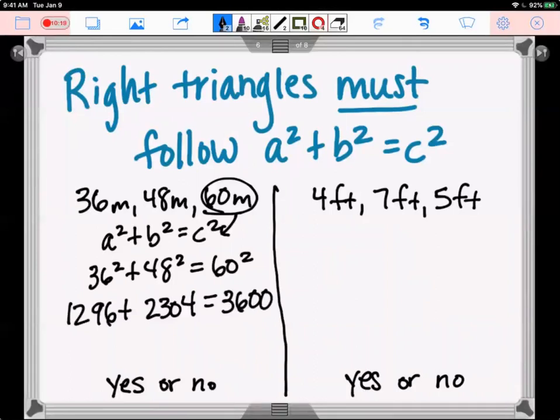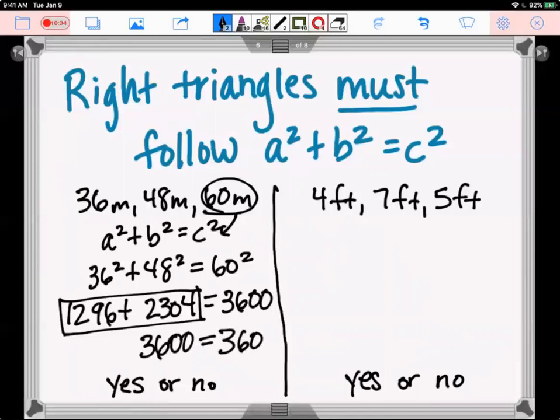3,600. So we have to add these up to find out. Does that equal 3,600? Let's find out. 1296 plus 2304 is 3,600. So does 3,600 equal 3,600? Yes, it does. So yes, this is a right triangle.